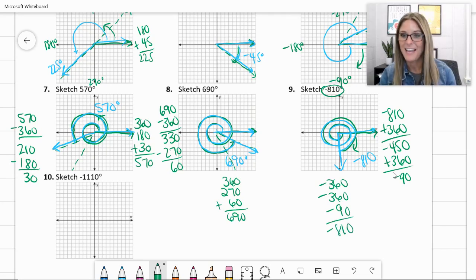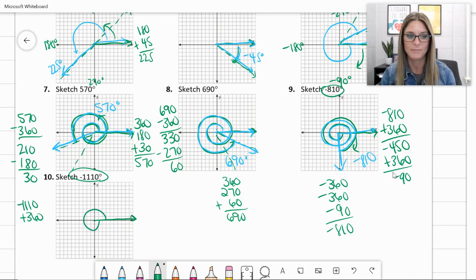Number 10, sketch negative 1,110. Very large number, lots of rotations. We're going to start in that standard position. I'll do the same strategy. I'm going to take negative 1,110 and add 360 and see how many rotations we need. It is negative, so we're going to go down and around.